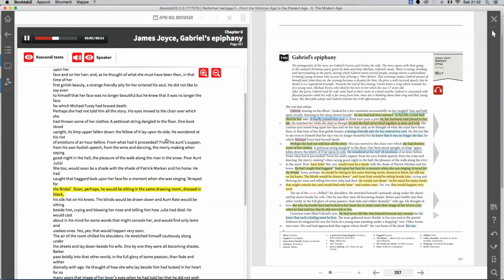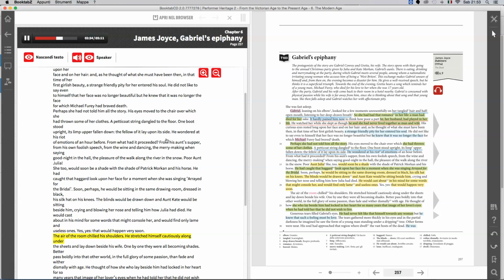Soon, perhaps, he would be sitting in the same drawing-room, dressed in black, his silk hat on his knees. The blinds would be drawn down, and Aunt Kate would be sitting beside him, crying and blowing her nose, and telling him how Julia had died. He would cast about in his mind for some words that might console her, and he would find only lame and useless ones. Yes, that would happen very soon.